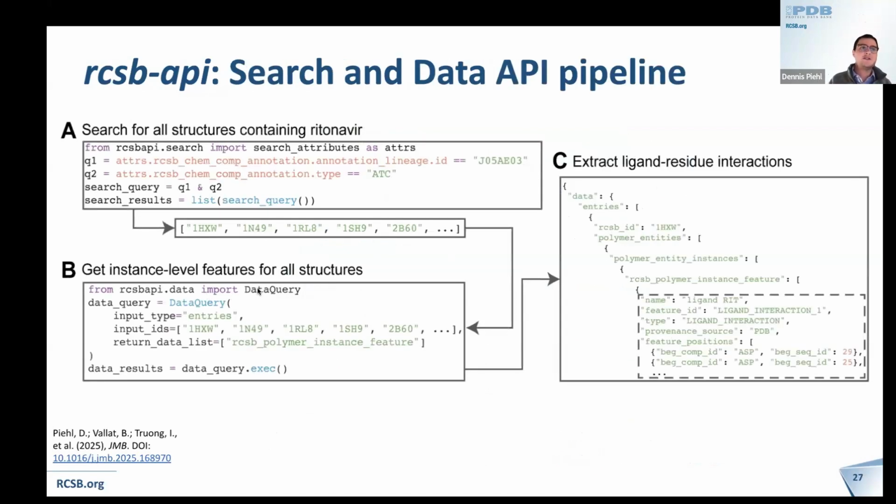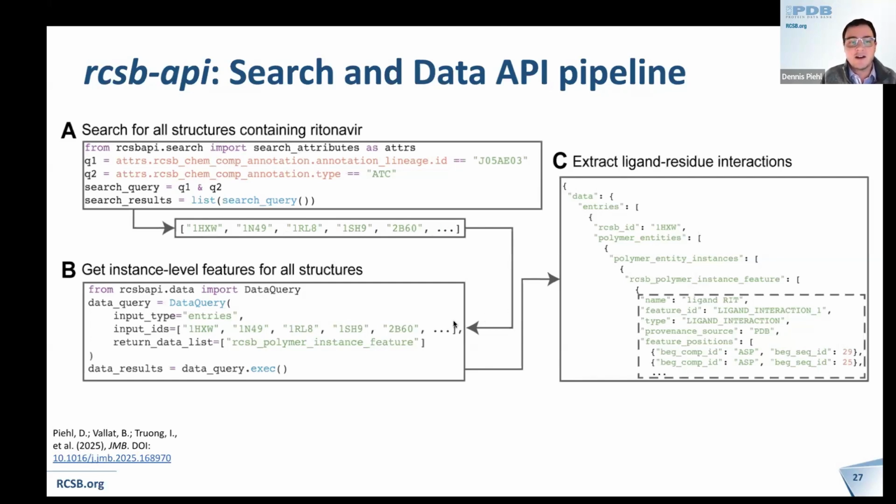Finally, these 2 modules are best used hand in hand, in which you first use the search API to find structures according to some query, and then use the data API to get data about those structures. So shown here is a real use case in which, if you're interested in getting all the binding sites across all structures for the HIV protease inhibitor ritonavir, you can follow this pipeline by first starting with a search for all structures that contain ritonavir, and you get in response a list of all identifiers.